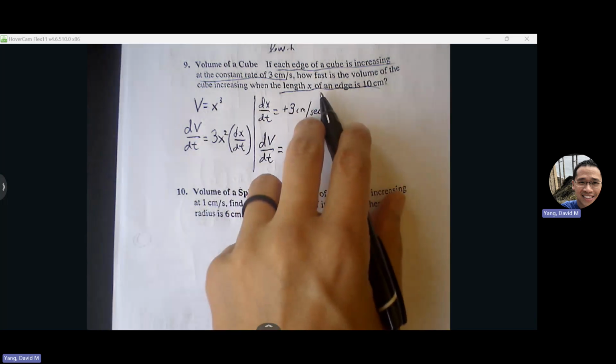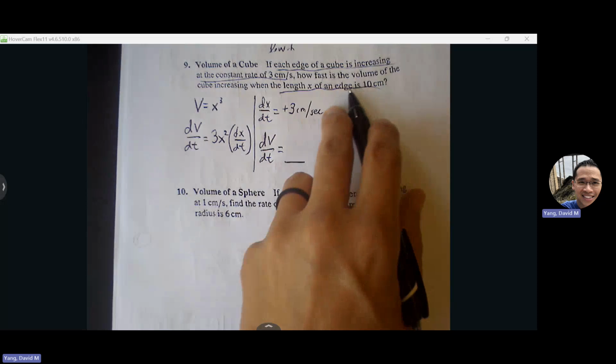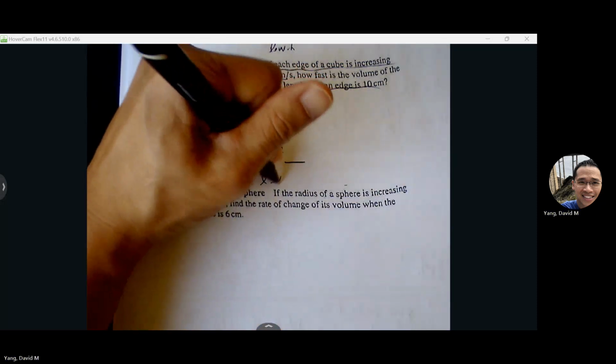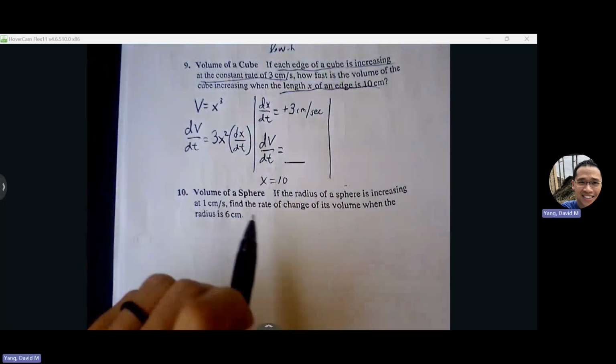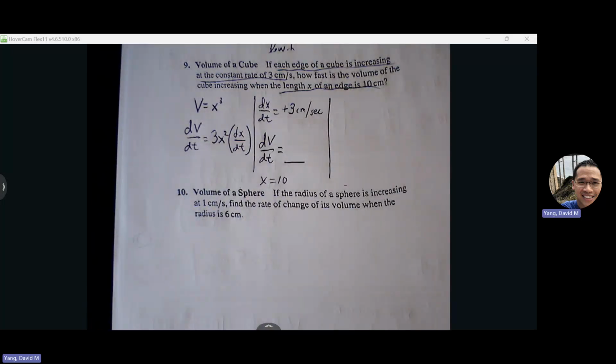Okay, when the length x of an edge is 10 centimeters, so that's just x. Okay, do we have enough to solve for dV dt? Yes. Okay, go ahead and plug in, and let's find that value.